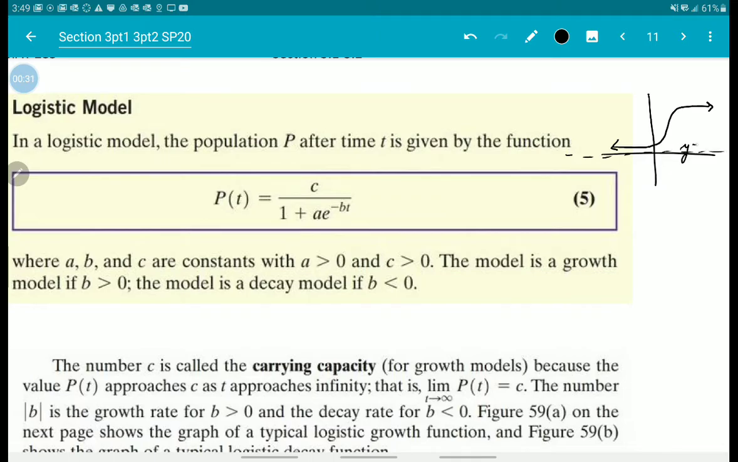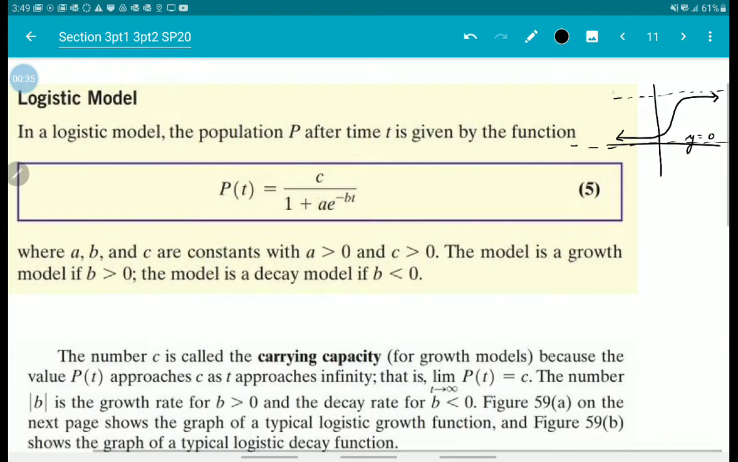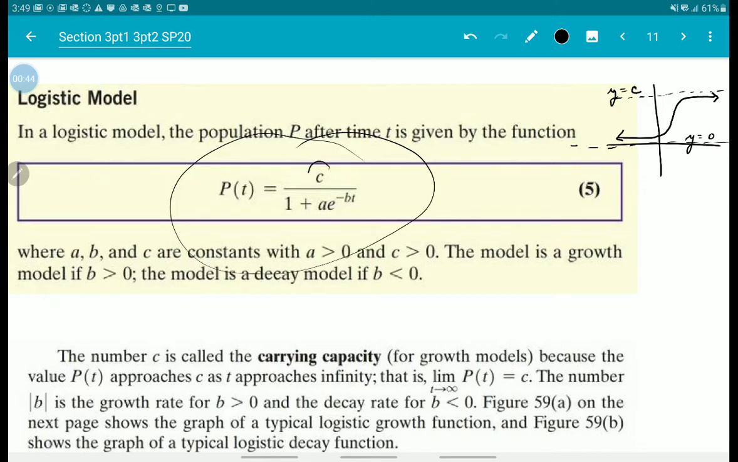We're going to have a horizontal asymptote here at y equals 0. And then we're going to have another one here at what's called the carrying capacity. And when we have a logistic equation, it's going to be similar to this model. C is the carrying capacity for this model. And the carrying capacity is the maximum number of people or the maximum number of items that we could possibly reach. So it's what's happening as time goes to infinity here.